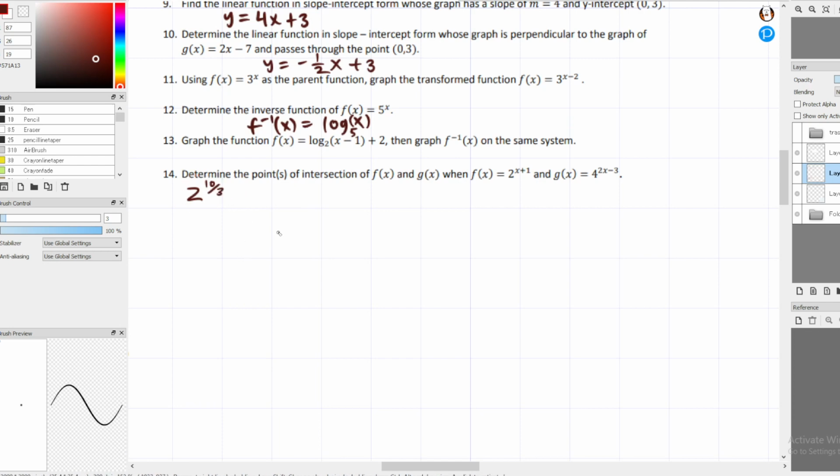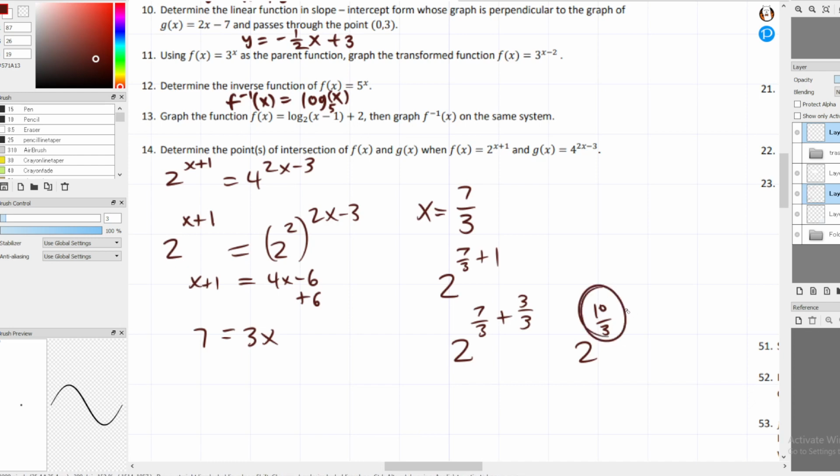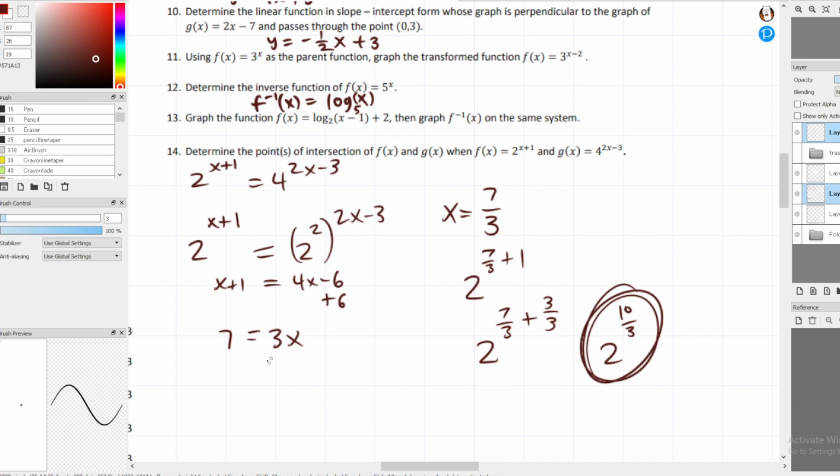No, sorry. It's just x equals 10/3. My bad. No. Sorry, I'm getting confused. Hold on. So we found our x, and so our x is 10/3. No, our y is 2 to the 10/3, and our x is 7/3. Sorry about that. I got a brain fart. I've been doing math all day. Anyway, so our answer would look like 7/3, comma, 2 to the 10/3 as a coordinate point.